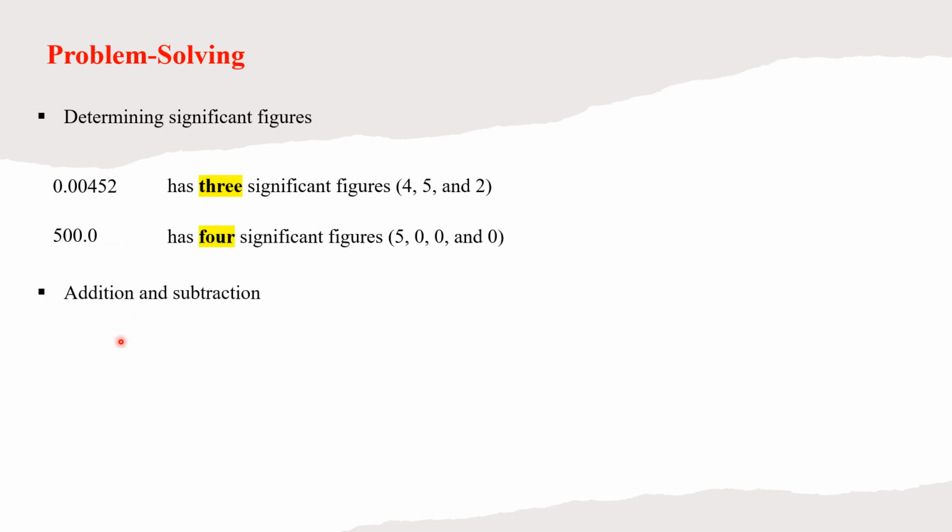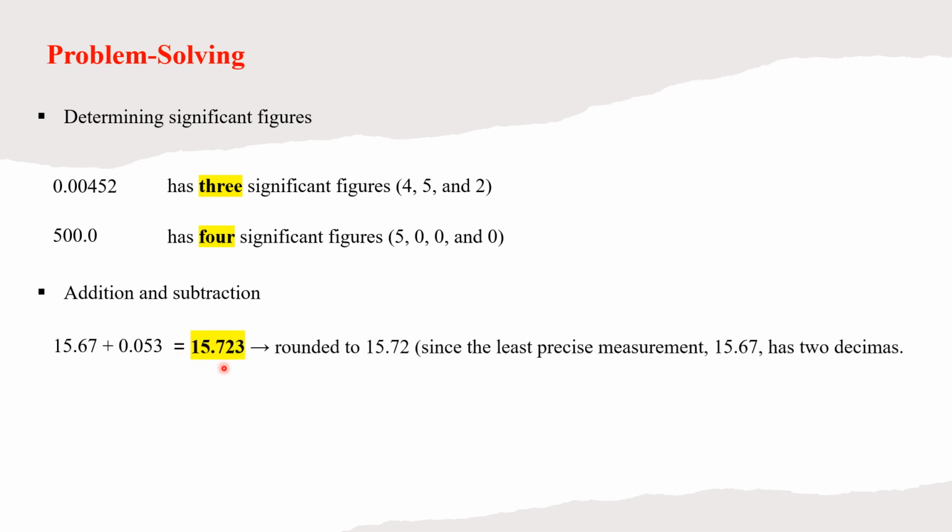And let's talk about addition and subtraction examples. The first addition is 15.67 plus 0.053. You can remember the rule: use the least number of decimal places among the given numbers. The first given number has 2 decimals, the second given number has 3 decimals. Then the final answer you need to report to 2 decimal places. This is the calculated answer, and after it is rounded to 2 decimal places, 15.72.